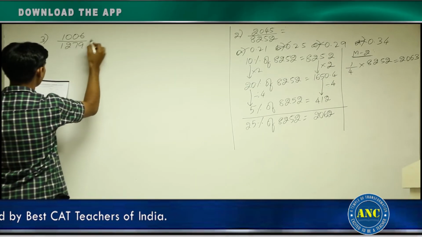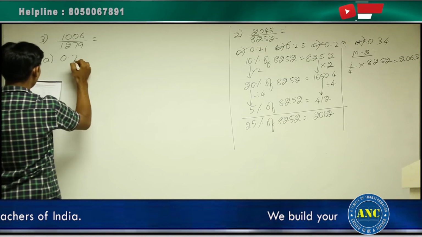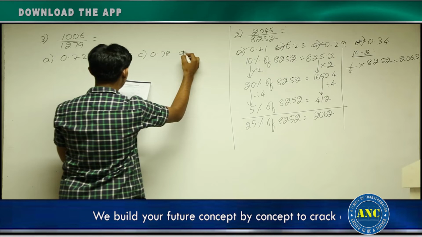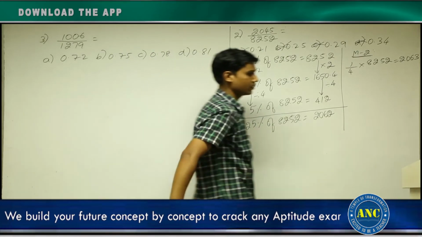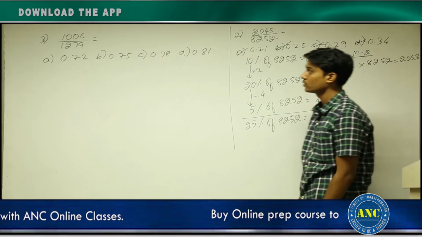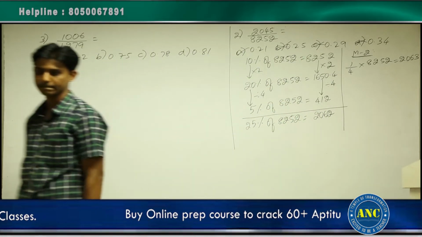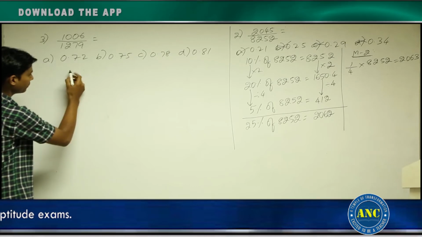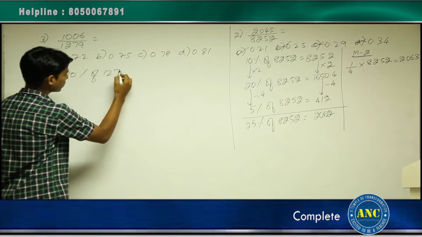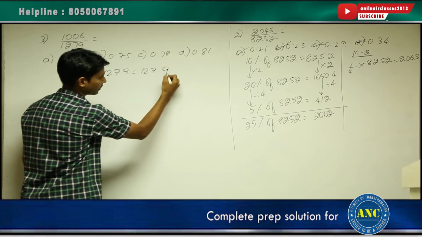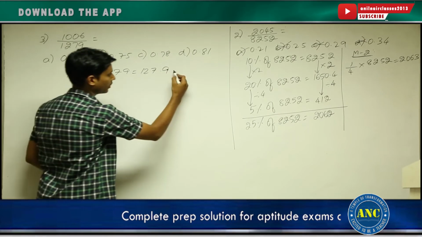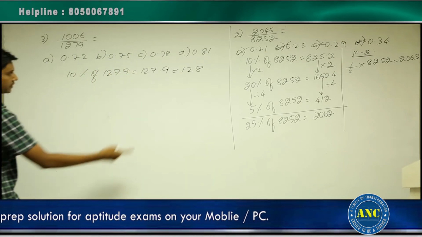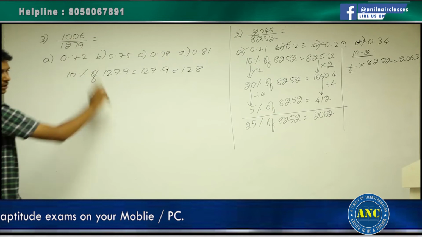1006 divided by 1279. Options 0.72, 0.75, 0.78, 0.85. Please write down this question. 1006 divided by 1279. Please see here. Suppose I take 1279 as 100%, what will be 10%? 10% of 1279 is 127.9. Since it is 0.9, let me approximate to 128. This is 128. That should become 1006.